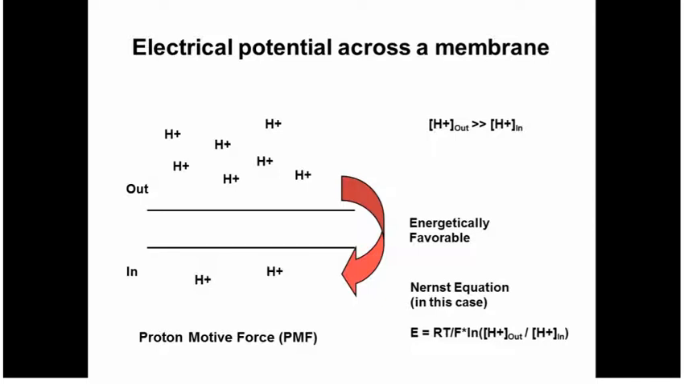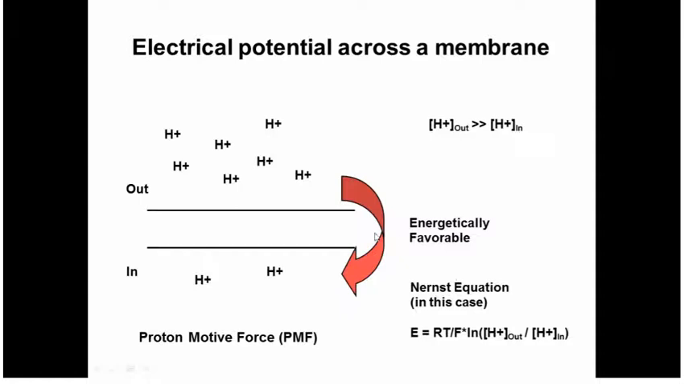However, the whole system is becoming less organized. Imagine if you've got all the protons out here and 0 in here. This is the maximally organized state. Entropy is the disorganization, the randomness in the system. So ions running down a concentration gradient is driven by entropy. So that's why it's favorable.